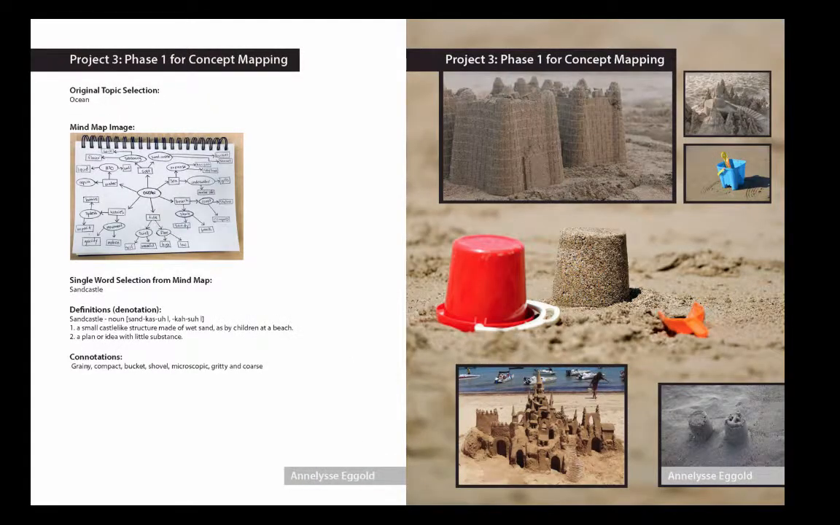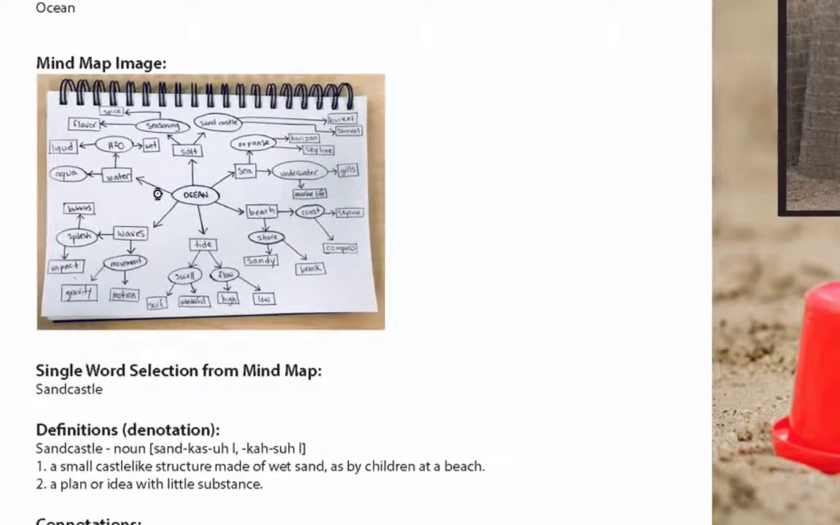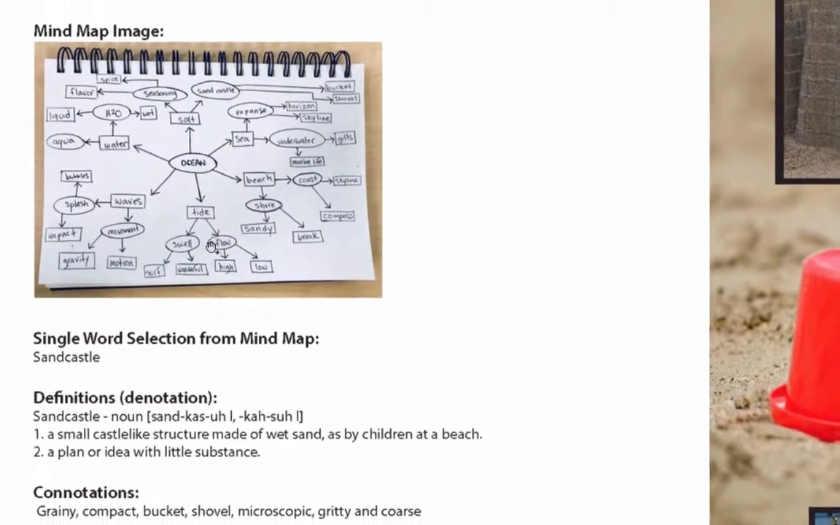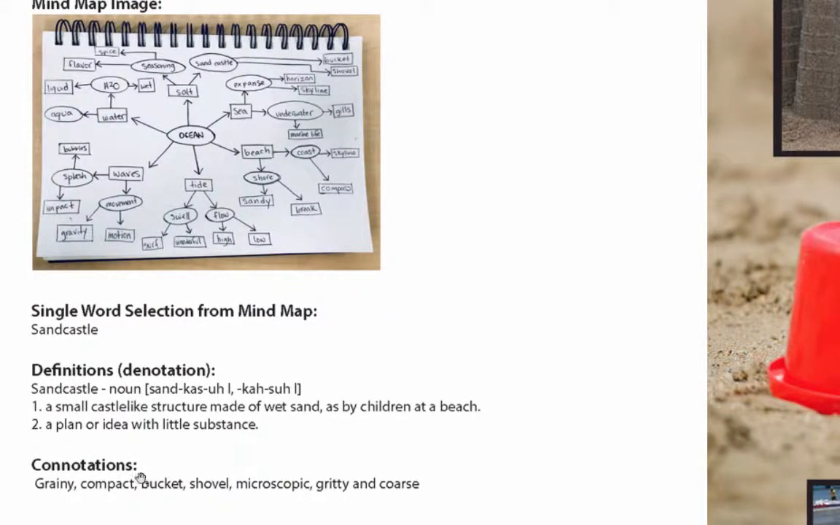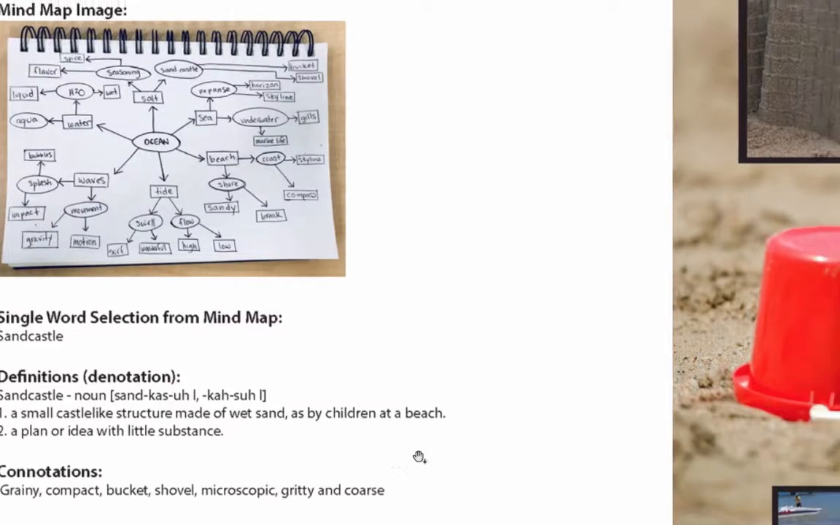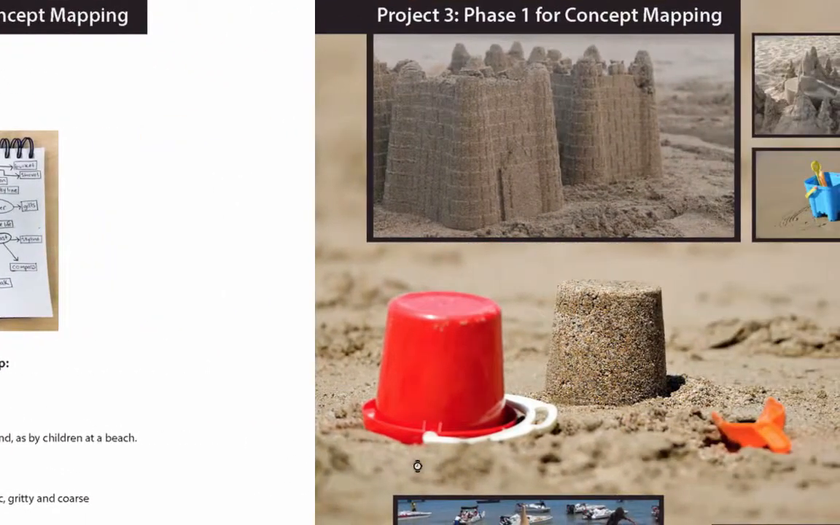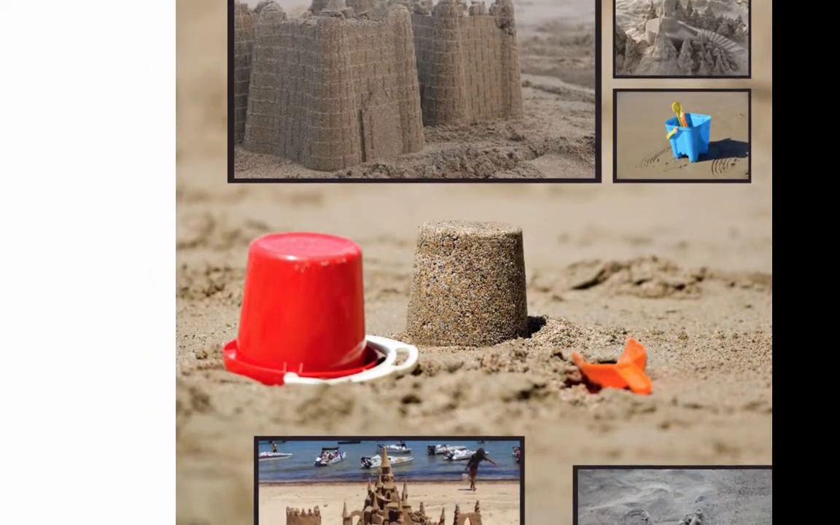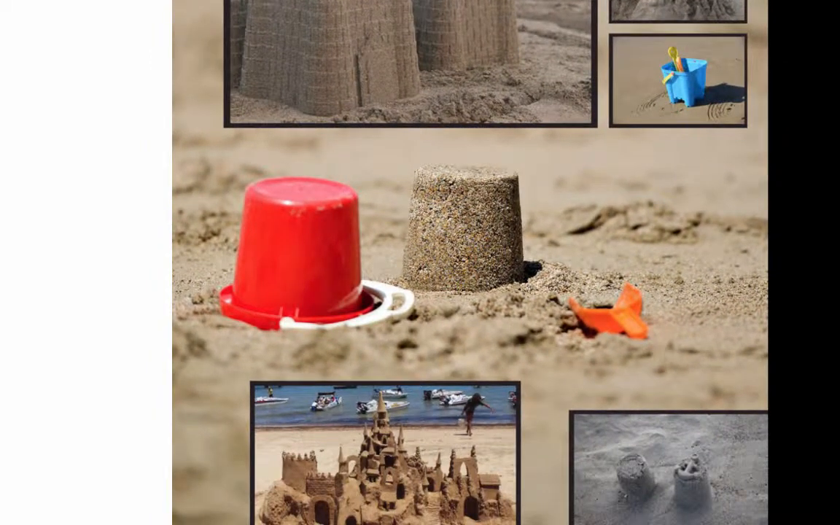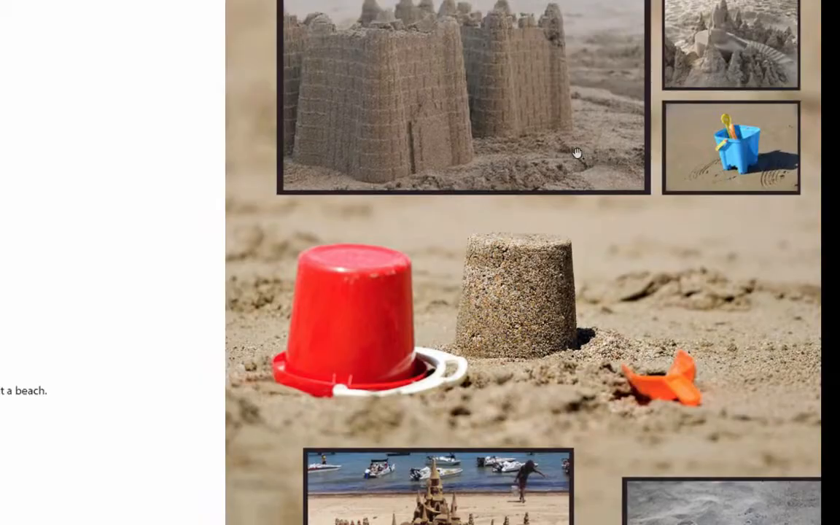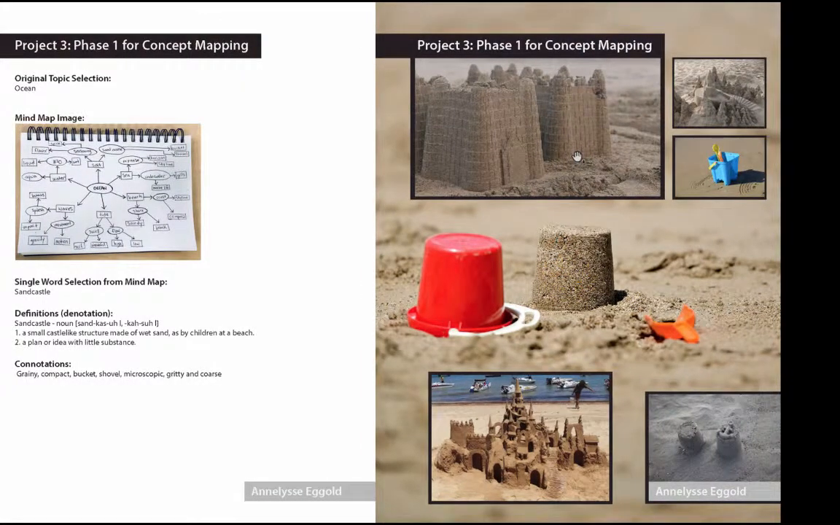Let's take a look at somebody else's. In this one, same thing. I'll blow it up a little bit. You can see in her sketchbook, she chose the word ocean. She ended up with the word sandcastle. She wrote it down, got her connotations, and this is how she organized her pictures. She ended up making one large background picture and then she took some other photographs. So that was her original.